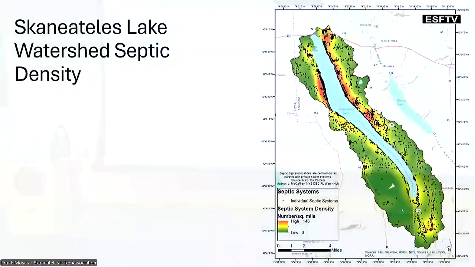I want to thank Dr. Lewis McCaffrey, who created this map a little while ago. Thanks for sharing it online so we can use it here. This is a summary of where we are in the watershed. So the colors represent the Skaneateles watershed. The reds are those areas of higher septic density. The greens would be those areas of lower septic density. You'll notice that things are not necessarily homogeneous.